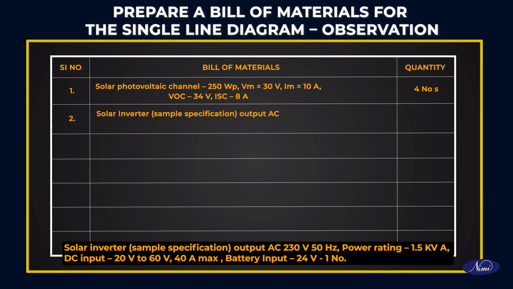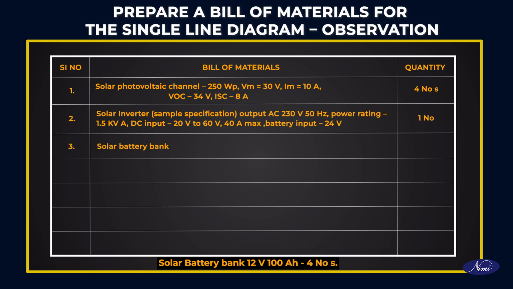Output AC 230 volts 50 Hz. Power rating 1.5 kilovolt ampere. DC input 20 volts to 60 volts, 40 ampere maximum. Battery input 24 volts. 1 number. Solar battery bank 12 volts 100 ampere hour, 4 numbers. Charge controller type MPPT 24 volts 20 amperes.